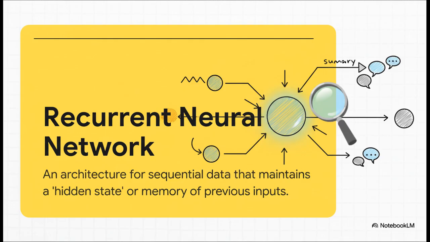They do it by maintaining something called a hidden state, which is just a fancy way of saying it has a form of memory. So, as an RNN reads a sentence one word at a time, it keeps this running summary of everything it's seen so far. That context, that memory, is absolutely essential for understanding what the sentence actually means.